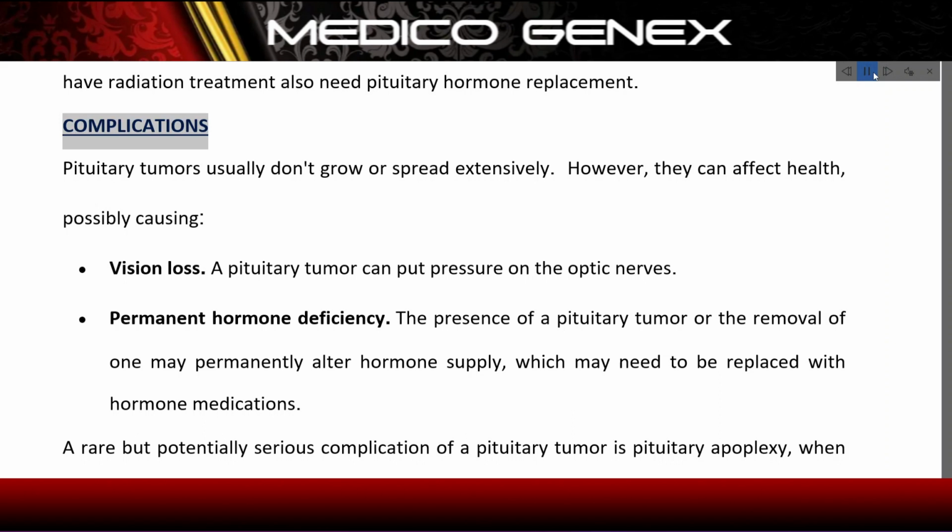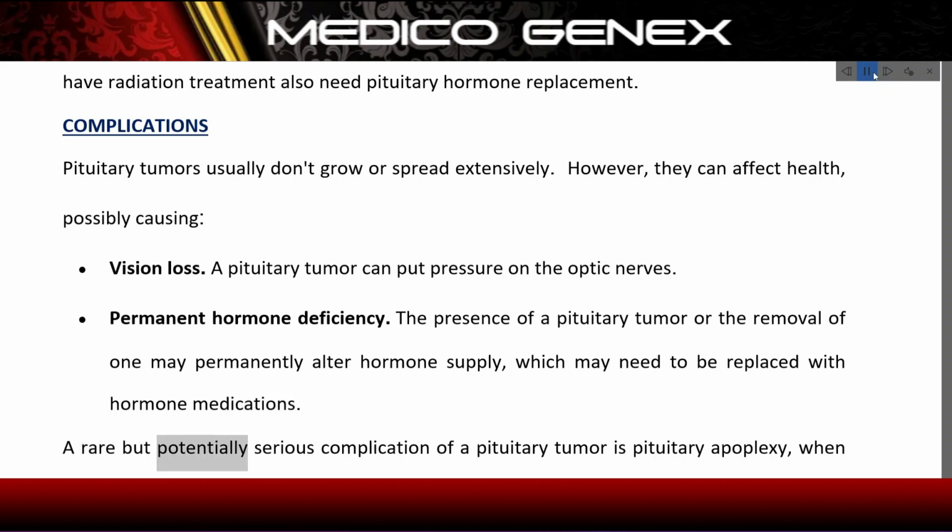Complications. Pituitary tumors usually don't grow or spread extensively. However, they can affect health, possibly causing vision loss. A pituitary tumor can put pressure on the optic nerves. Permanent hormone deficiency. The presence of a pituitary tumor or the removal of one may permanently alter hormone supply, which may need to be replaced with hormone medications.